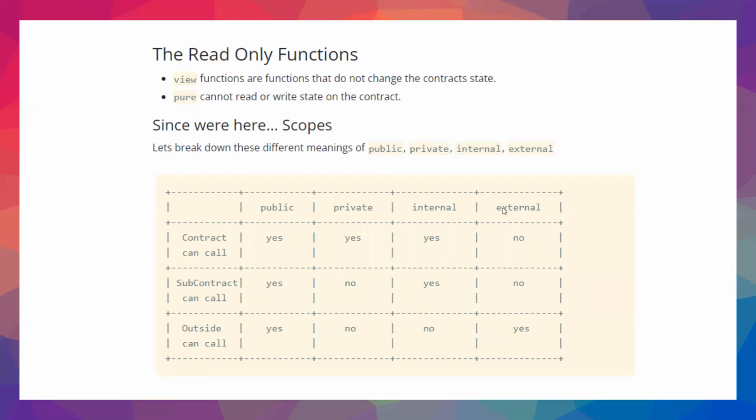And then external is something you're most likely never going to use. It's that only outside people can call it. So maybe like an interface. If you want to create an interface for other people to use, then we can just create external for it.